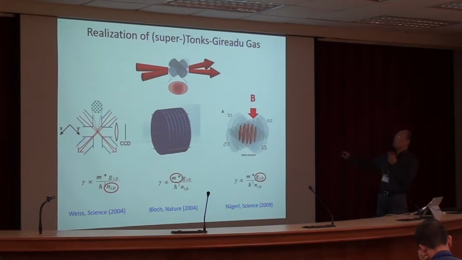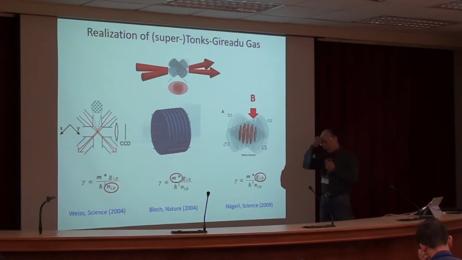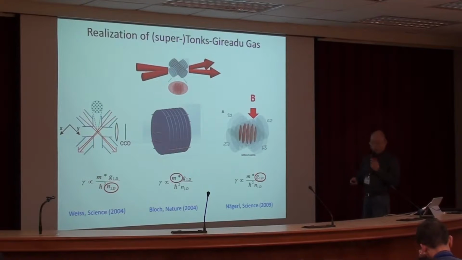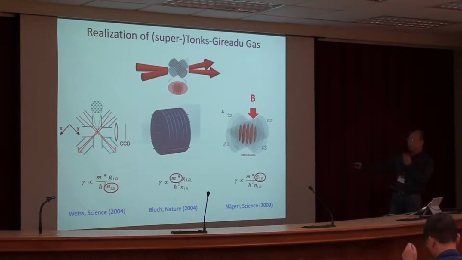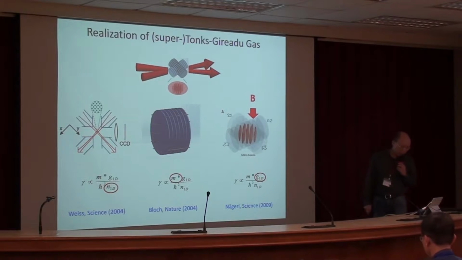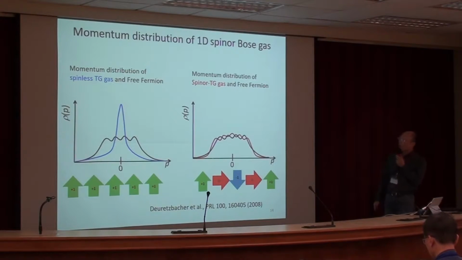They can tune g to attractive. Normally, to realize this Tonks-Girardeau gas, you have repulsive bosons in 1D to mimic 1D non-interacting fermions, but it has to be repulsive. In this case, they can tune into attractive, and they found you are actually reaching some excited state, which they call the super-Tonks gas. But all of these are talking about spinless bosons. So what's the difference if you introduce spin into your bosons?